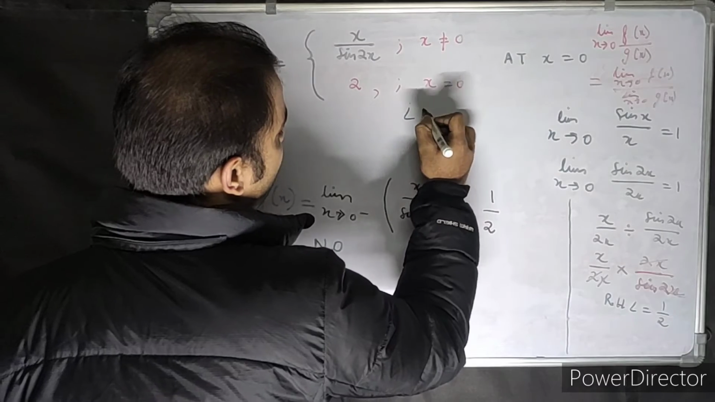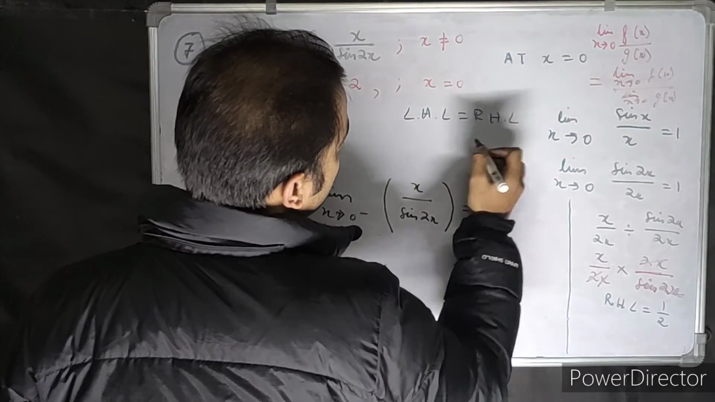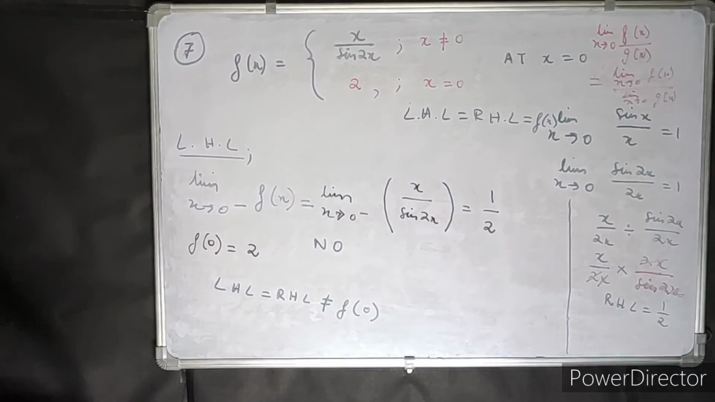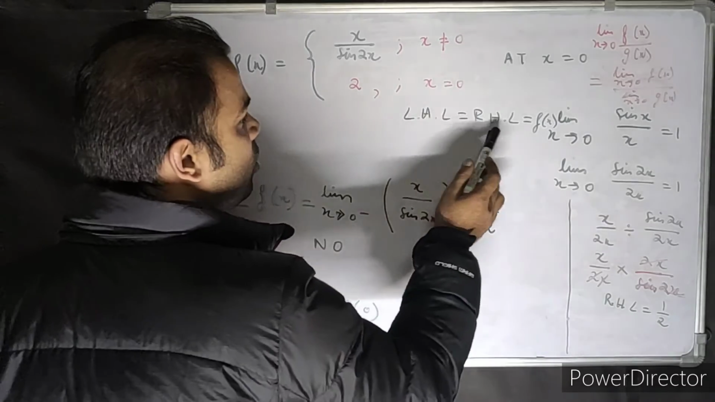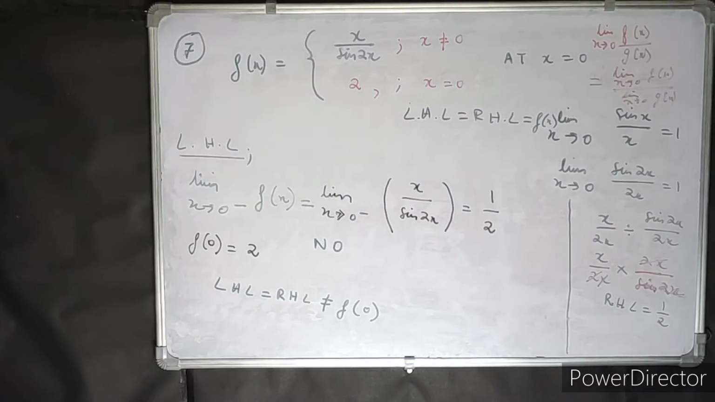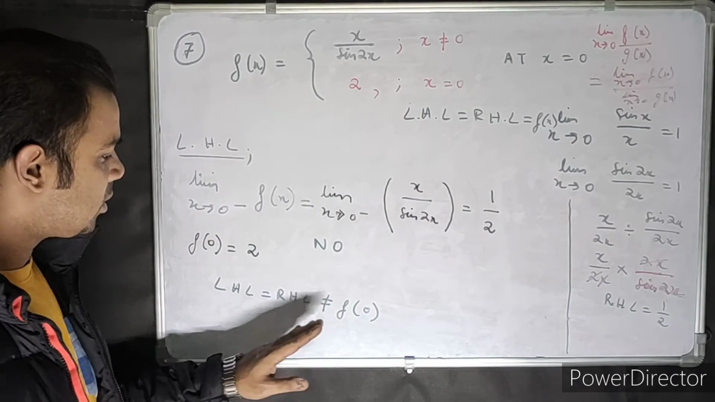The rule was that the left hand limit has to be equal to the right hand limit, and that has to be equal to the function f of x. So all these three, when they are equal to each other, only then is the function continuous. Otherwise the function is not continuous. So here you can see it's not continuous.